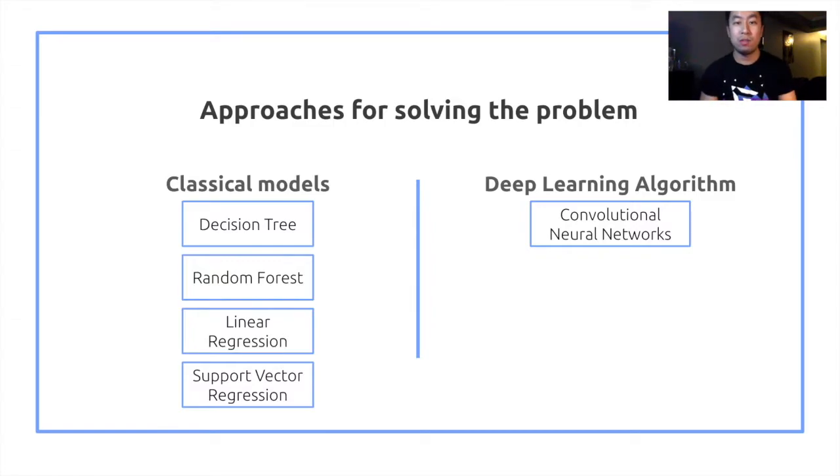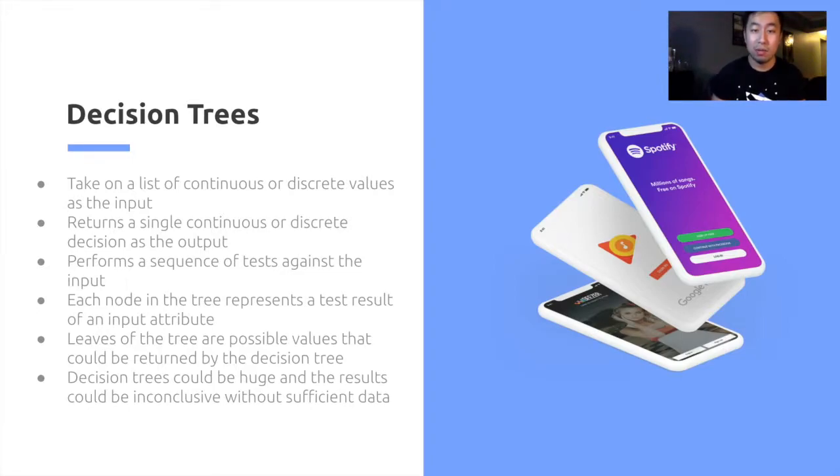But first of all, let's jump into decision trees. They take on a list of continuous or discrete values as the input. In our case, we want the continuous values because release year is continuous. And furthermore, this returns a single continuous, which is what we want, or discrete value as the output. This performs a sequence of tests against the input, and each node in the tree represents a test result of the input attribute. The leaves of the tree are possible values that could be returned by the decision tree. And as a caveat, decision trees could be huge and the results could be inconclusive without sufficient data.